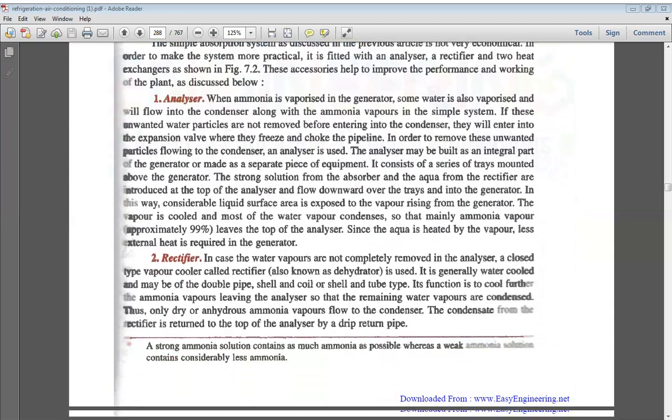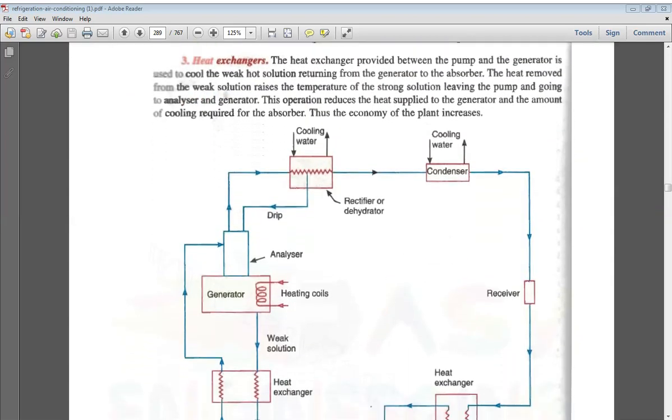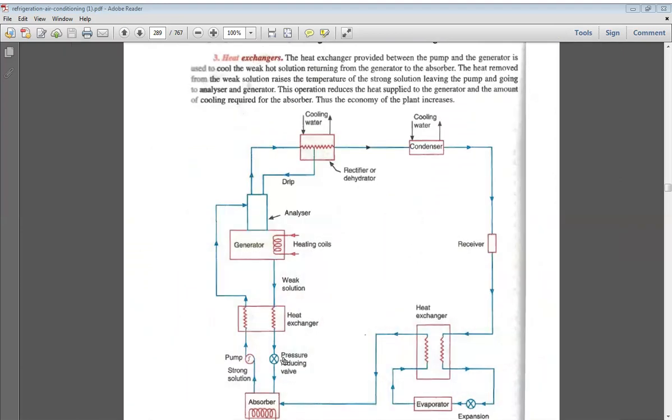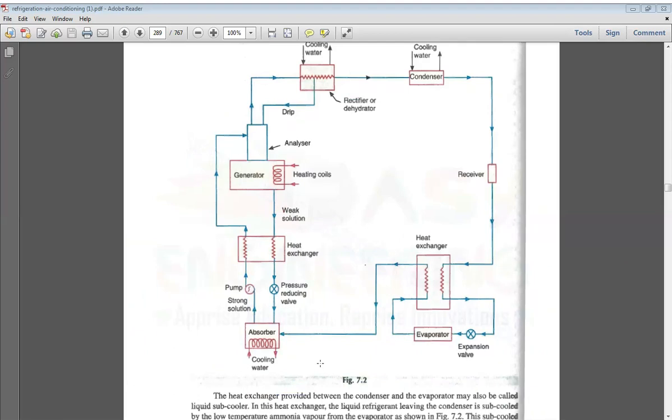Now let us observe the practical vapor absorption refrigeration system. It is the same as the simple vapor absorption refrigeration system, but we add some new components: an analyzer, two more heat exchangers, and a rectifier also.